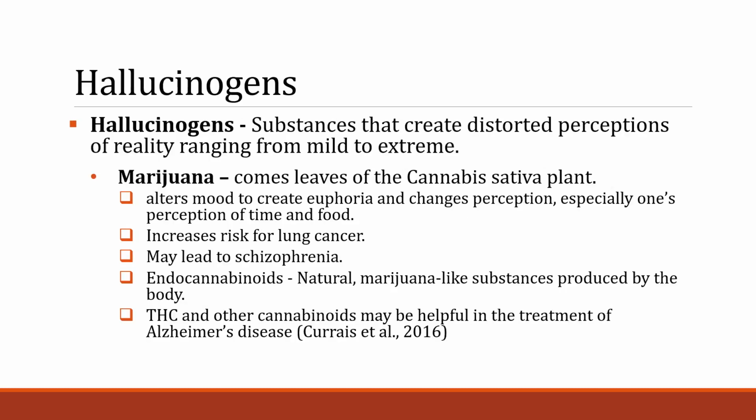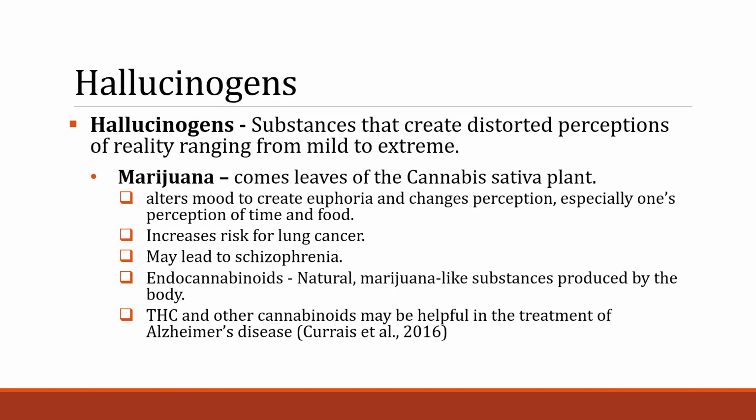Now, since we already mentioned hallucinogens, let's talk about them. Basically, they distort perceptions of reality, ranging from mild to extreme distortions. One of them is marijuana, which comes from the cannabis sativa plant. What it does is alter mood and create euphoria, and change perception, especially perception of time and food. Other effects include increased risk for lung cancer, and it may possibly lead to schizophrenia.